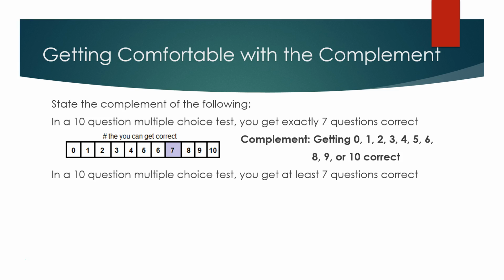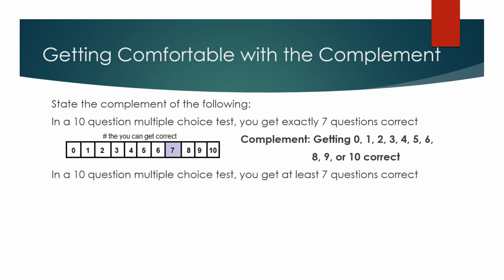In a 10-question multiple choice test, you get at least 7 questions correct. So from here on out for the rest of this unit, language is going to be a very important part. There's going to be at least, at most, fewer, greater, and those 4 things are usually something that you have to think about. They don't always do what you think they would do with your initial instinct. So at least 7 means 7 is the minimum.